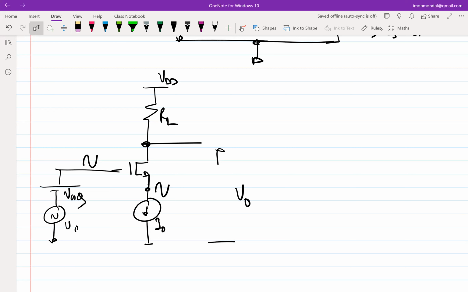But in a common source amplifier, I don't want that. I want the incremental current to be GM times the gate voltage, right? I want the source to be incrementally shorted, right? But also in this configuration, I would like to use this constant current source bias, right? So what is the solution then?